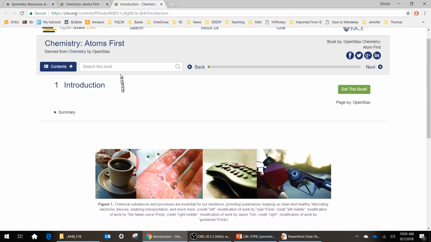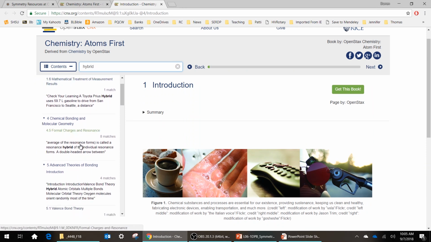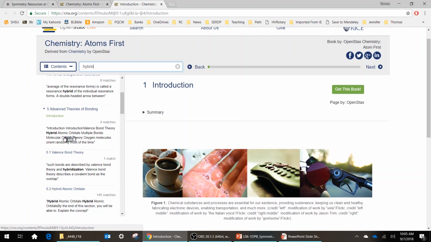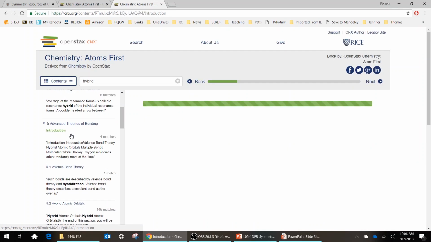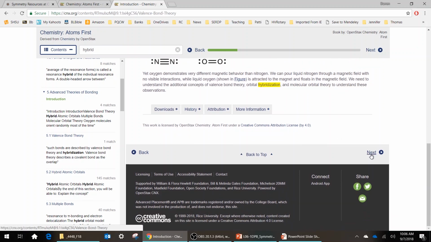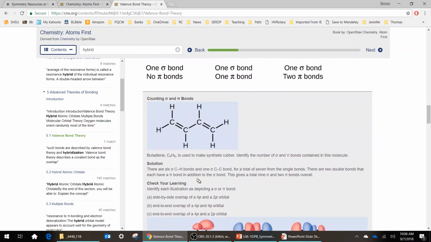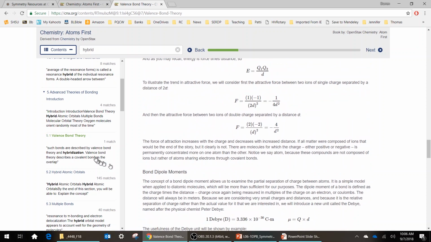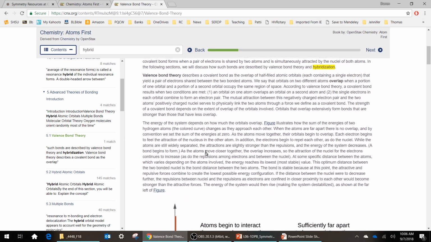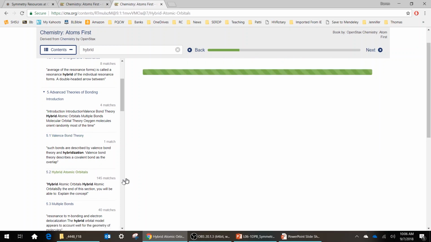It's totally searchable. We can type in here hybridization. I'll just type in hybrid. That ought to get us something. I'll get a Prius hybrid. Yeah, so let's look here. So we're talking about Lewis dot structures, orbital overlap. We start seeing the different types. Let's go to valence bond theory. Hybrid atomic orbitals.